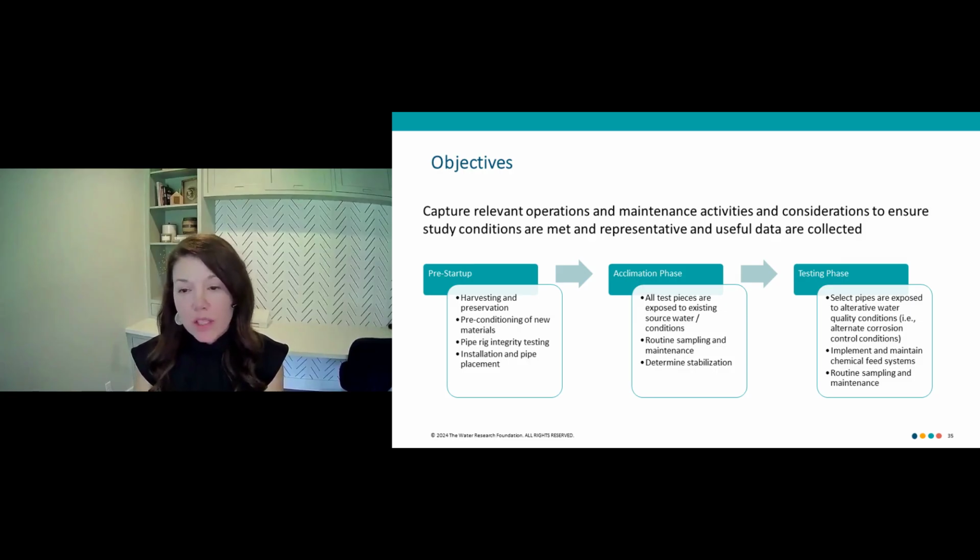During both acclimation and testing, we're going to be collecting different types of water quality samples, which we'll talk about, and performing maintenance on the rig and test pieces as well. The other piece that's really important to the acclimation phase is using that data to determine stabilization, which Michael will be talking about in the next segment. And then in the testing phase, that's typically one where then again implementing and operating those chemical feed systems that Pierre just talked about in terms of the design and challenges from an operational perspective.